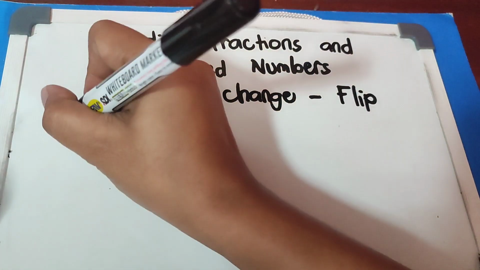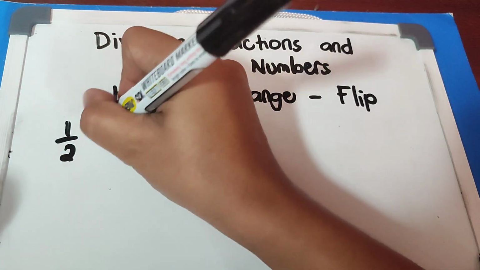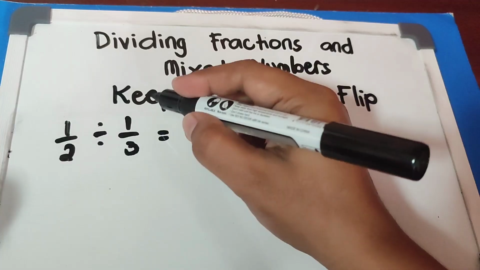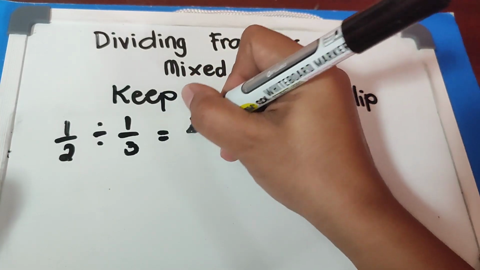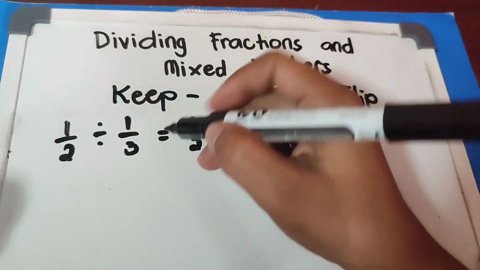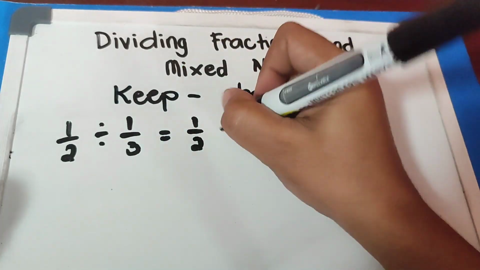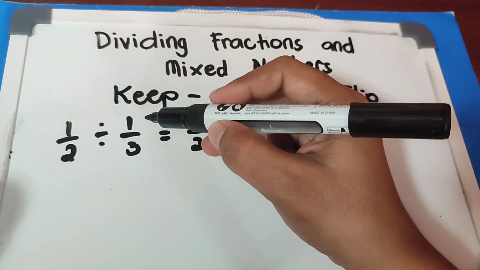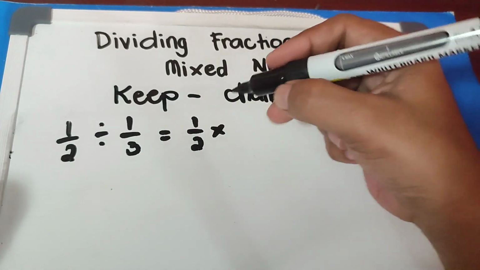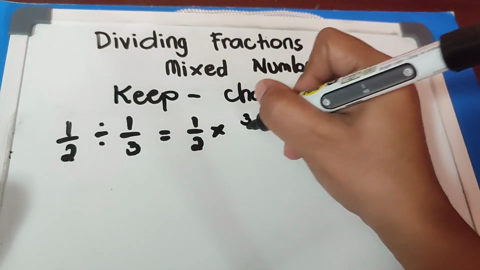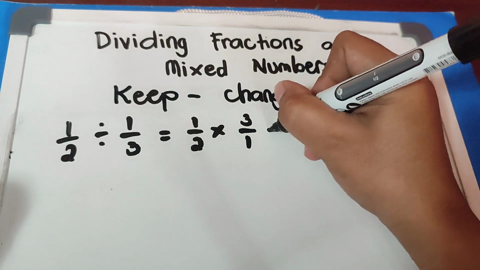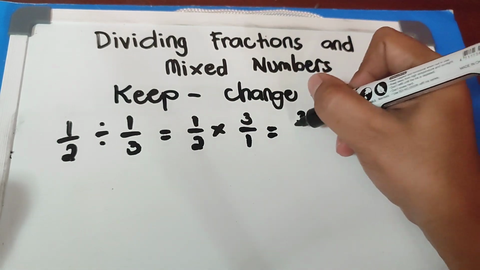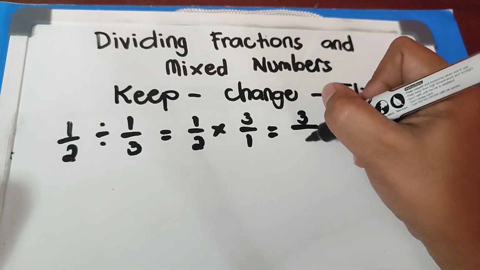Example, 1/2 divided by 1/3. So keep. We need to keep 1/2. Change this into multiplication and get the reciprocal of 1/3. The reciprocal of 1/3 is 3/1. Then multiply. 1 times 3 is 3. 2 times 1 is 2.